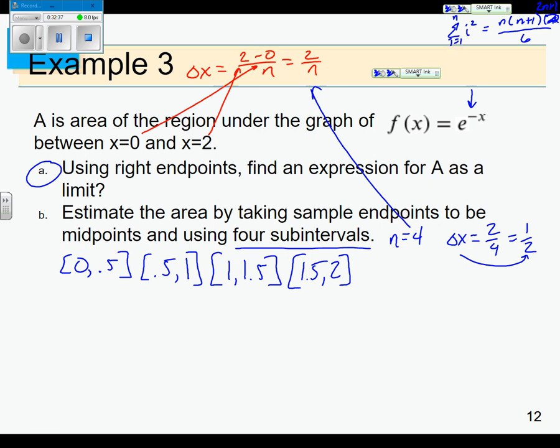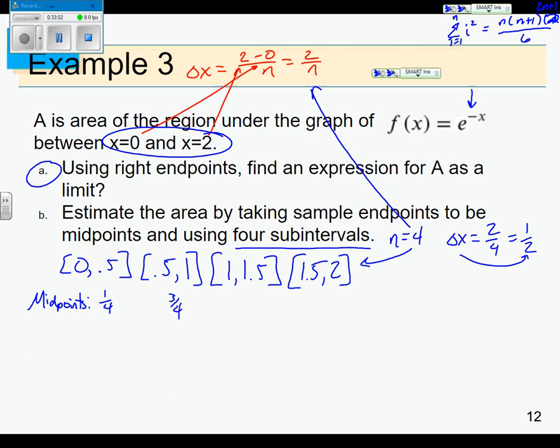Look what I have. I have 4 subintervals. Each one's 1/2, and they go from 0 to 2. The reason I wrote this as decimals is because now I can easily get the midpoints of each one. Some people argue midpoints is the best way to go. So the midpoint, halfway between 0 and 1/2, is 1/4.